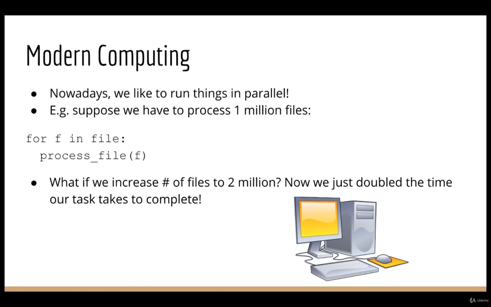First, in modern computing, what we often like to do is run things in parallel. So for example, suppose I had a for loop over 1 million files that I need to do some processing on. Well, in code, this is very simple. I can just loop over all 1 million files and run my function on each file. But this process is slow. If I have 2 million files, the time it takes for this code to run just doubled. So what can I do?